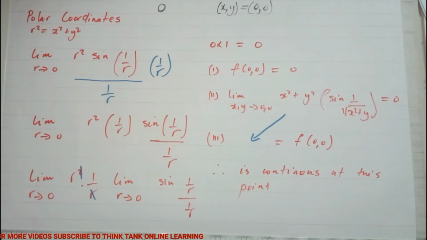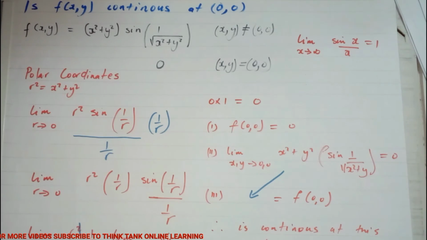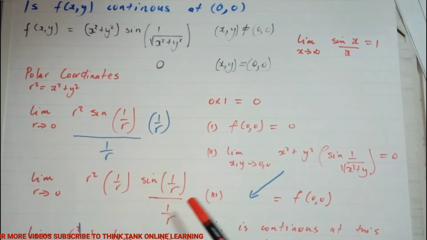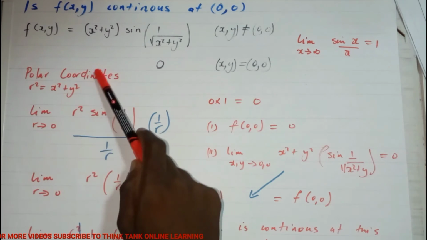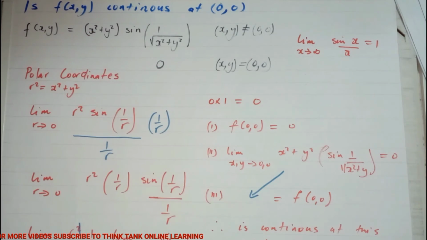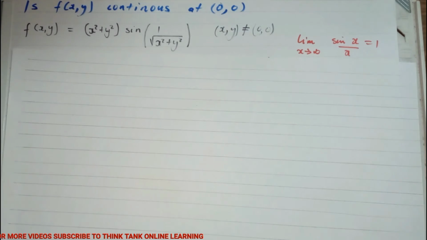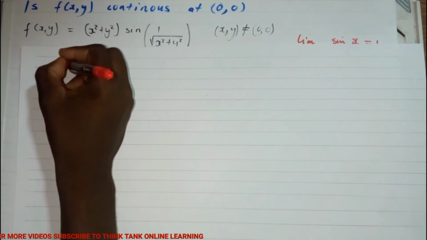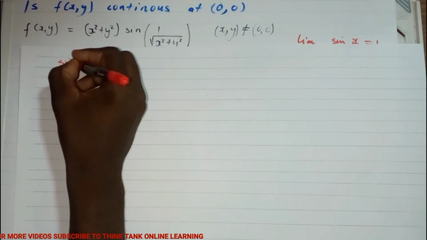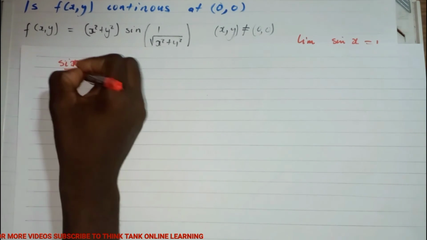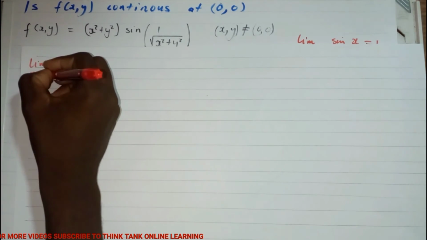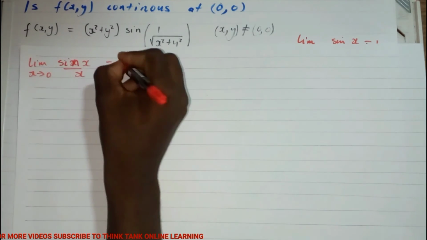Okay, but there's some people who hate polar coordinates. So we're not going to change anything into polar coordinates. We're going to check if the function is continuous without changing the rectangular coordinates to polar coordinates. What we're going to do is still the same as we did. We're going to use the same concept of saying the limit of sin x over x, as x approaches 0 or infinity, is equal to 1.